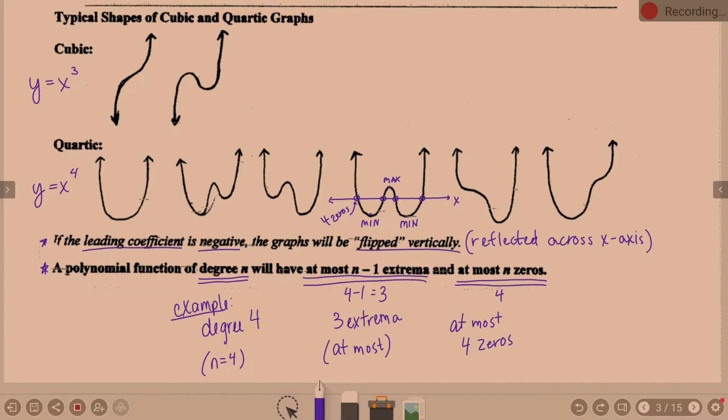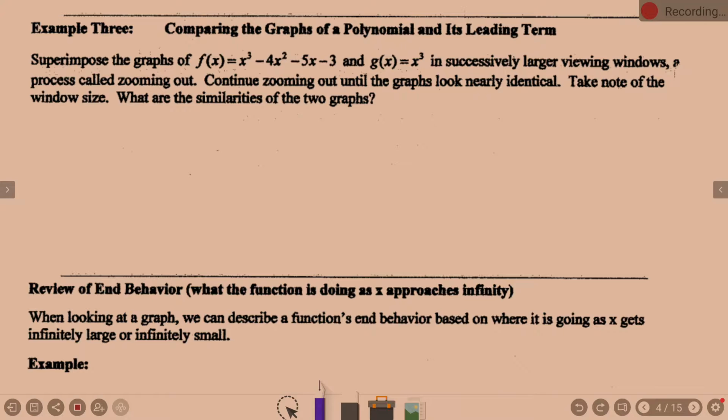Okay, example 3. This one's going to be tough for me to talk about on here because it's more of a calculator one. I'm kind of looking on the calculator as we have been, but it asks us to superimpose the graphs of f of x, which is given there, and g of x, which is x to the third, in successively larger viewing windows. A process called zooming out. Continue zooming out until the graphs look nearly identical. Take note of the window size and what are the similarities of the two graphs.